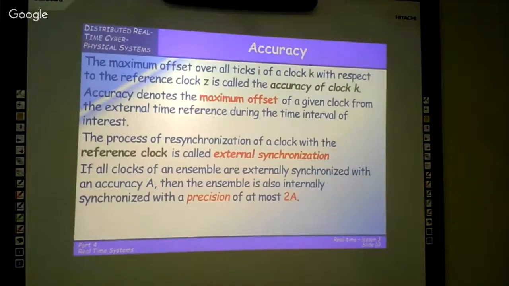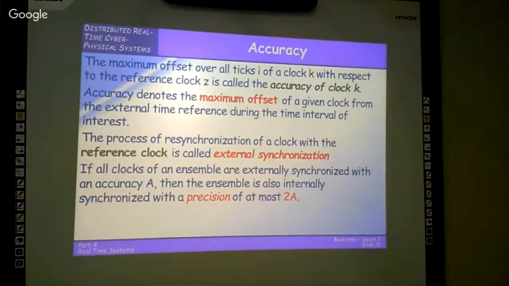The consequence is that if we have a group of clocks which have an accuracy A, then we can also say that among them they have a precision P which is 2A. It's twice the distance from the reference, because this maximum distance can be such that one clock is far ahead and one clock is behind, and so the distance becomes double.